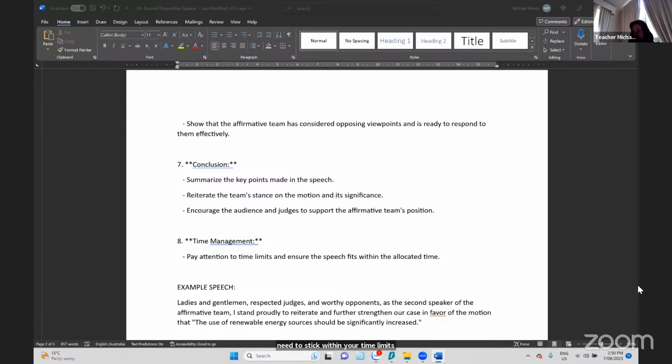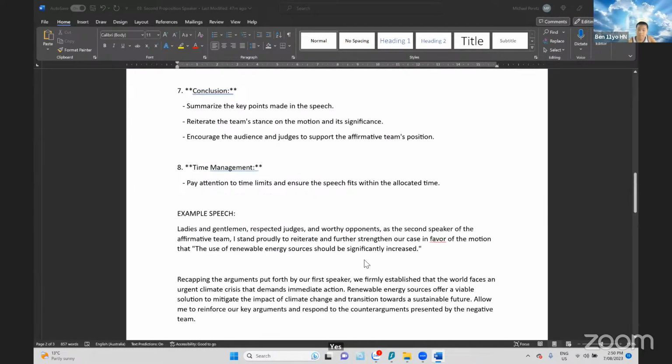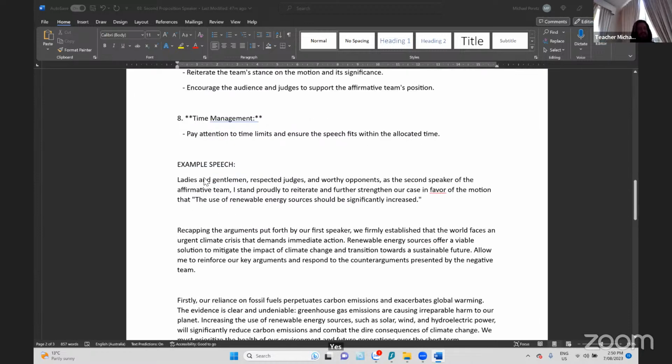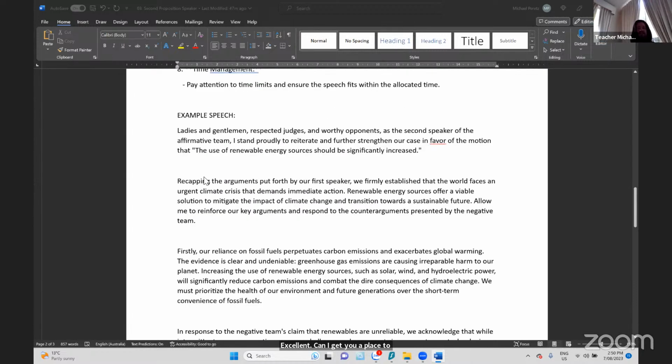So can I please get Ben this time? 11 years old. Yes. Excellent. Can I get you please to read this example speech? So this is an example of how the second proposition speaker might structure their speech.